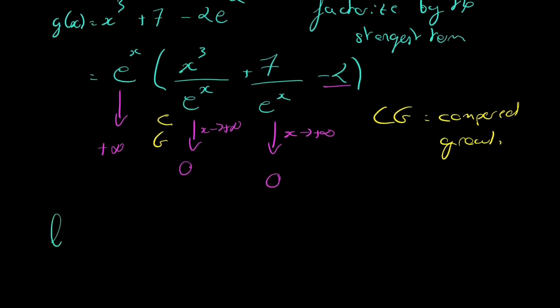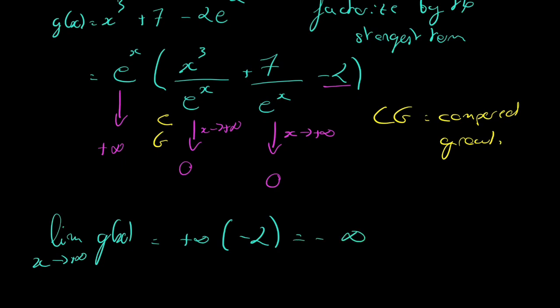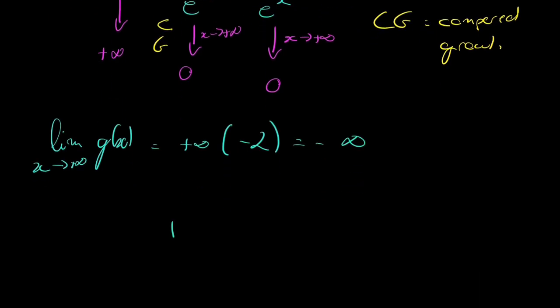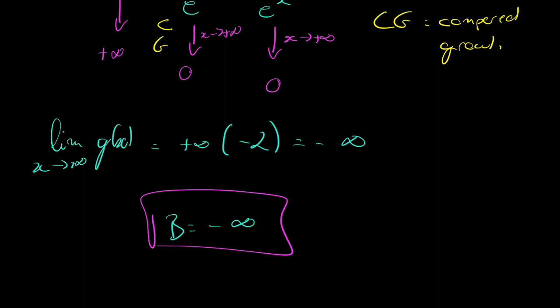And we conclude that the limit of g of x when x tends to plus infinity is equal to plus infinity times minus 2, which is equal to minus infinity. And so the solution to b is equal to minus infinity. And we have solved our exercise.